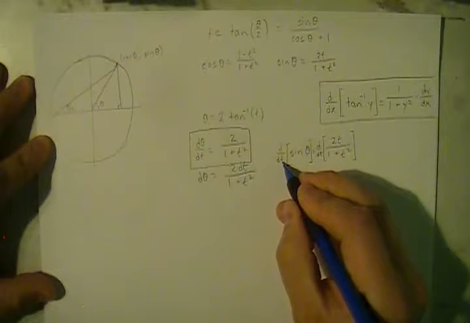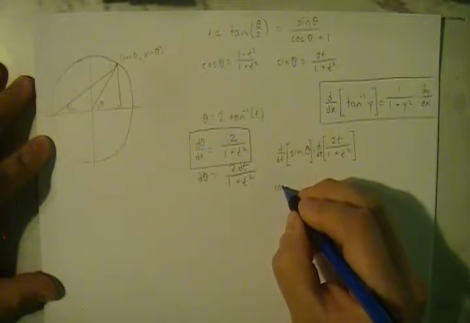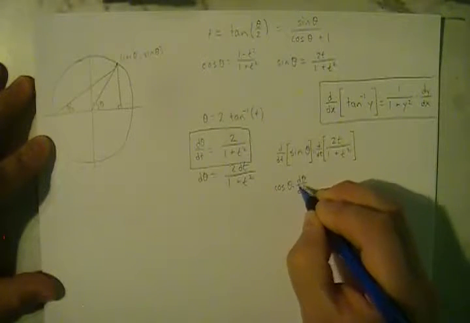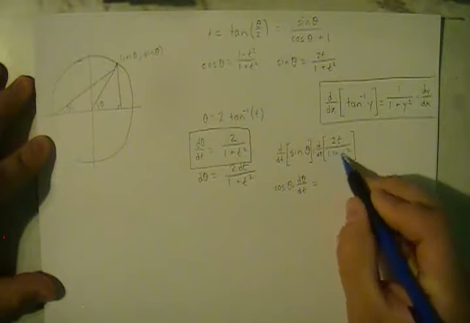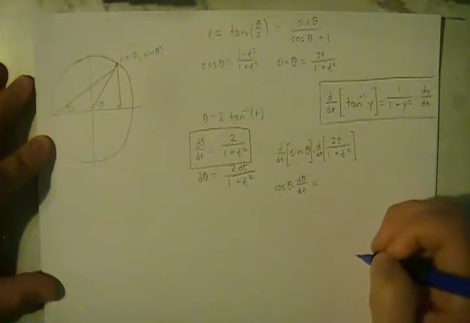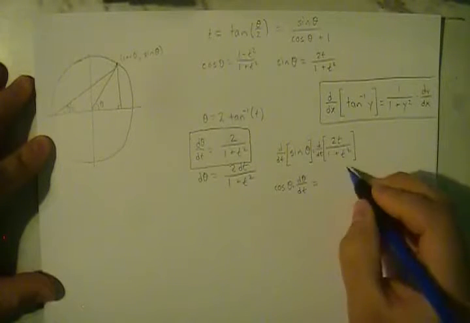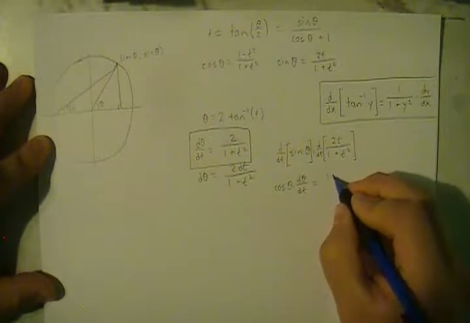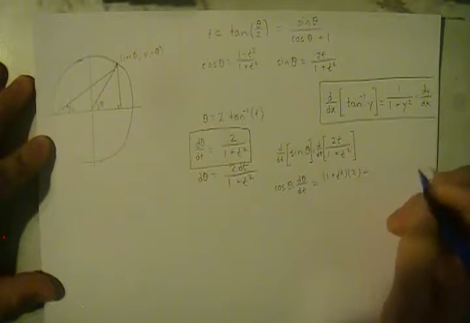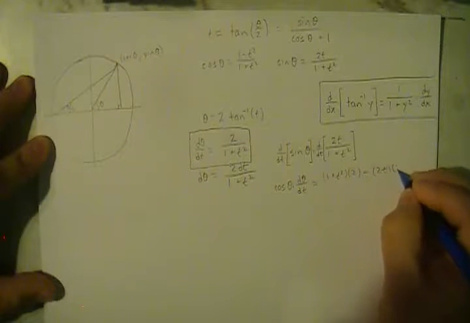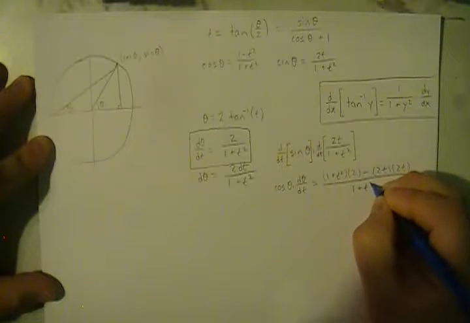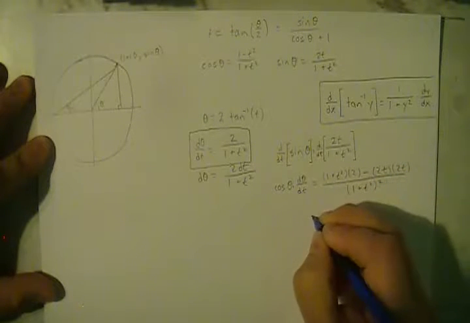So I know the derivative with respect to t of sine theta is going to be cosine theta times d theta dt, and that should be equal to whatever the derivative of this is on this side. So I'm going to have to use the quotient rule to take the derivative of this rational function here. It's going to be 1 plus t squared times 2 minus 2t times 2t divided by 1 plus t squared squared.